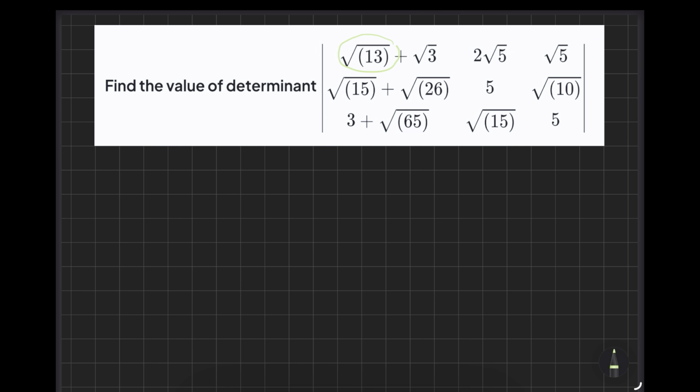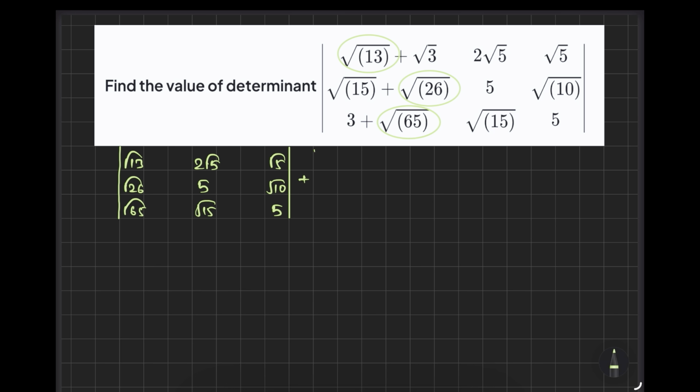This is root 13. Look at the numbers 13, 26, and 65. All three numbers are interlinked, so can I put them together? So it is root 13, root 26, root 65. And 2 root 5, 5, root 15. And then root 5, root 10, 5. Okay, so this is your first determinant.